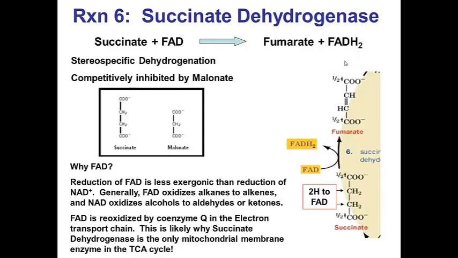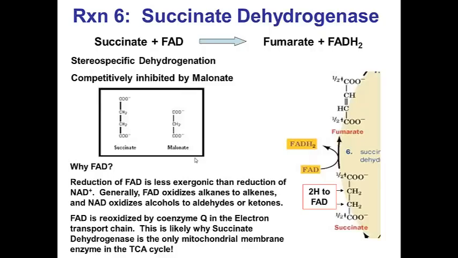A couple of things to note about this reaction. This is a stereospecific dehydrogenation. Like many of the reactions we've seen before, there is only one stereospecific product, so only one stereoisomer. In addition, we already know that this reaction is inhibited by malonate.